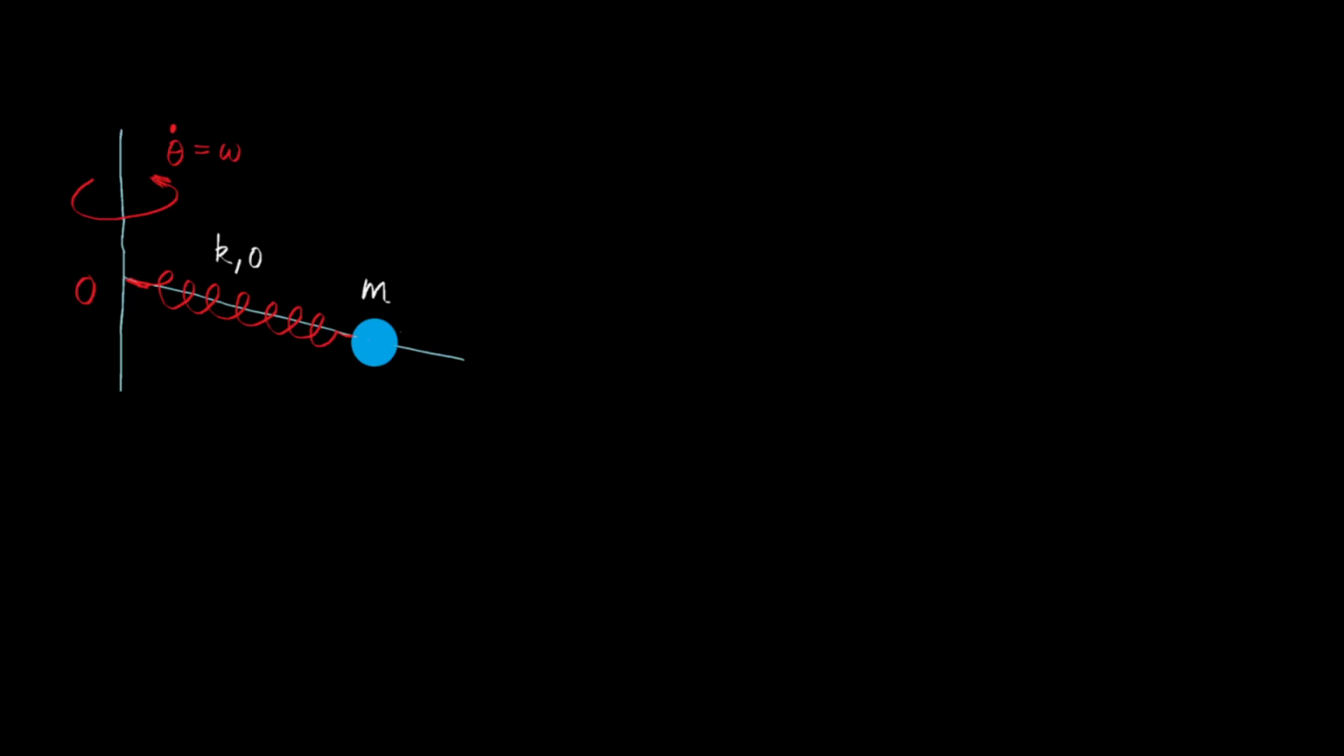There is also a mass m that can move along the bar and is connected by means of a spring to a fixed point, the point O. This spring has a stiffness k, and we will assume that the natural length of the spring is 0. And also we will assume that the system is completely frictionless, so there is no friction in the system.